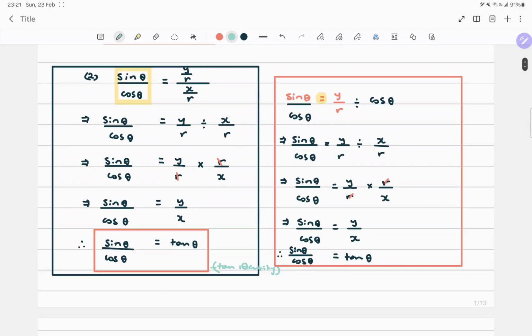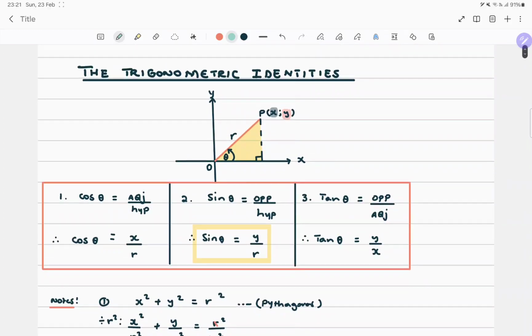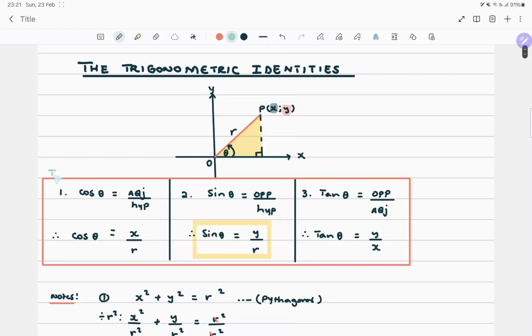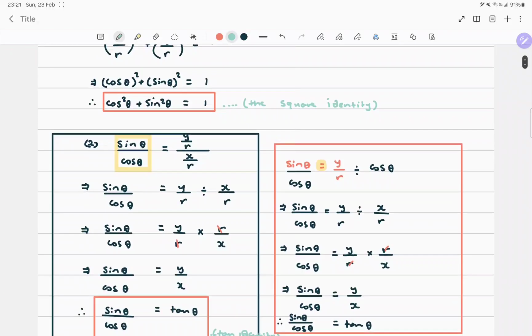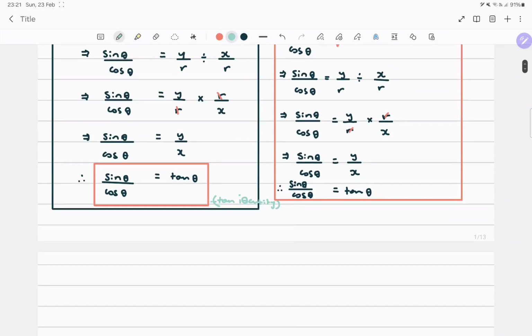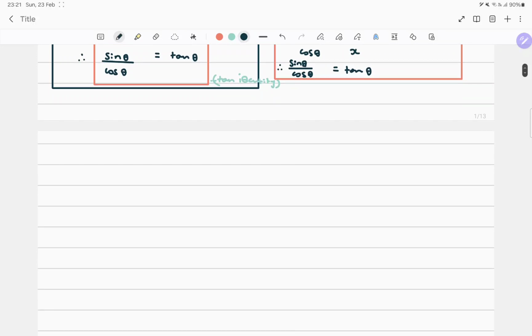So that's the tan identity and the square identity, and also the definitions of the trig ratios. So we call these ones the trig ratios, trigonometric ratios, and these would be the identities that we learned from grade 10. Now let's get to more grade 12 focused identities.